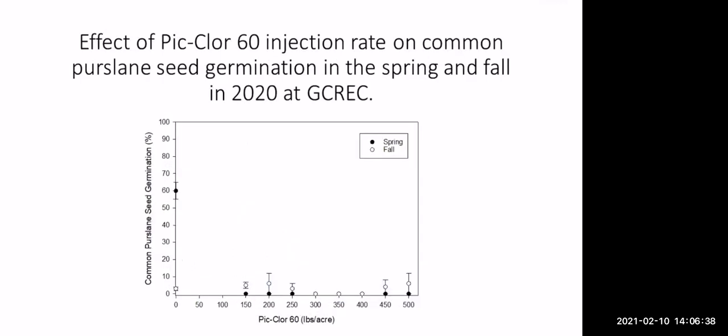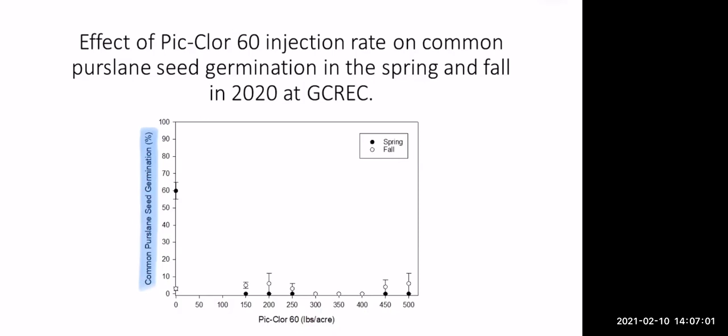The third graph I want to show you is set up the same as the previous two, but this one now is looking at common purslane seed germination. What we do is we bury purslane seeds in porous bags in the soil. We fumigate. 2 weeks later, we retrieve those bags. We then germinate those seeds in petri dishes in incubation chambers.